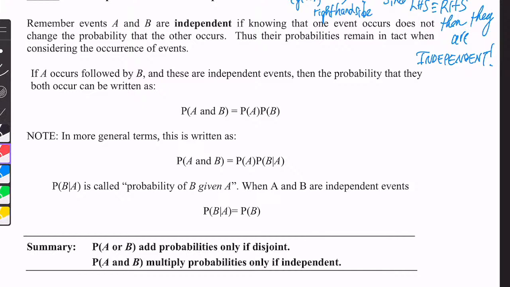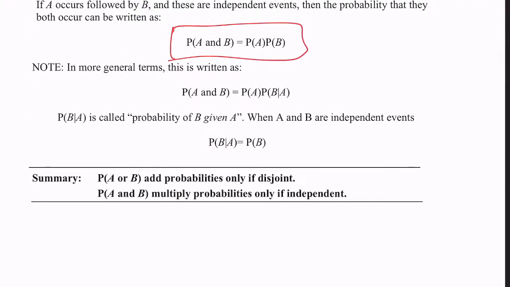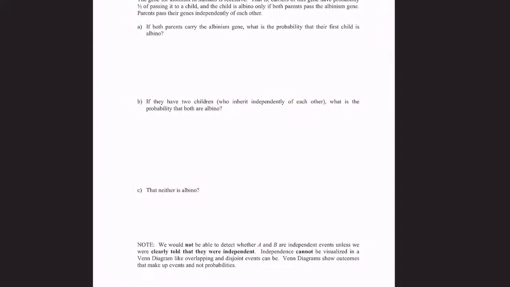So we make a concluding statement from the rules so far. The concluding statement is, in summary, probability of A or B, if you get that, add the probabilities if they're disjoint, and if you're asked about A and B, multiply probabilities only if they're independent. Only if they're independent. Don't just go off multiplying probabilities. You'd have to know that's true. And it might not be true, but if you did do that, you would be making an assumption. Okay, I want you to do this exercise.